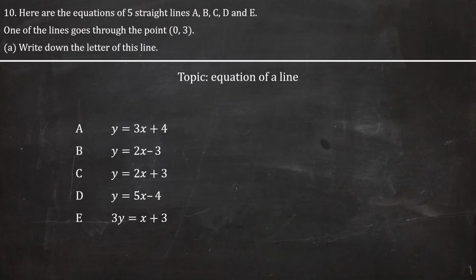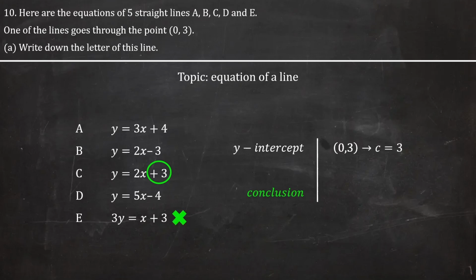The topic here is equation of a line. So first we need to find a line that goes through the point 0, 3. So 0, 3 means that the y-intercept is 3 because the y-intercept happens when x is 0. So we're looking for which equation has a y-intercept of 3. And that equation is equation C. Very importantly, it's not E, and the reason why it's not E is because E is not in y equals mx plus c. To do that, you will have to divide both sides of E by 3, which will not give a y-intercept of 3. So the line that goes through the point is line C.